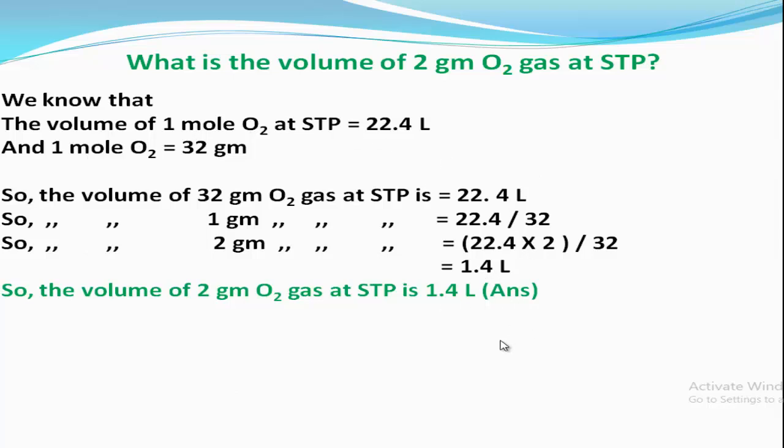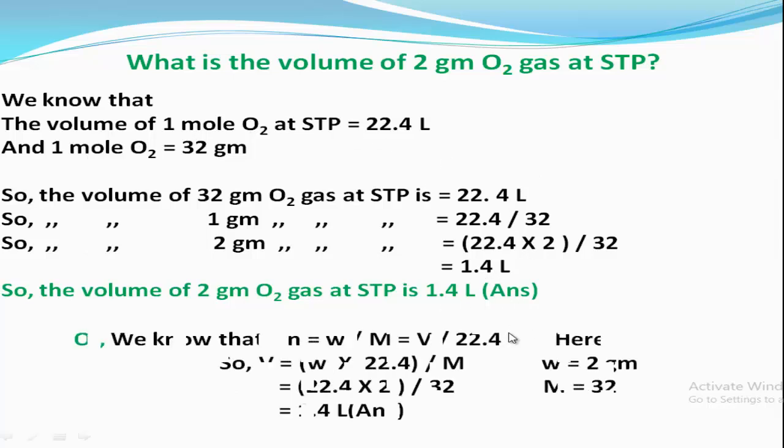Also using a formula we can do this: n equal to W by M, and also n equal to V by 22.4. Here W is given, that is 2 gram, molecular mass we know 32, 1 mole oxygen equal to 32, so we have to determine the volume here. So easily you can calculate using the formula also.